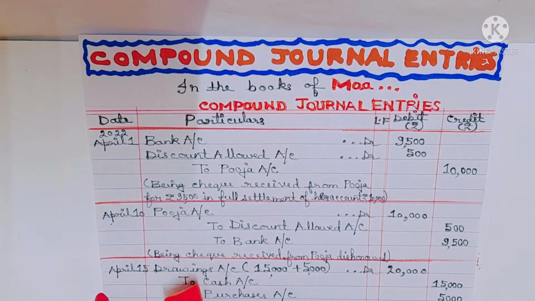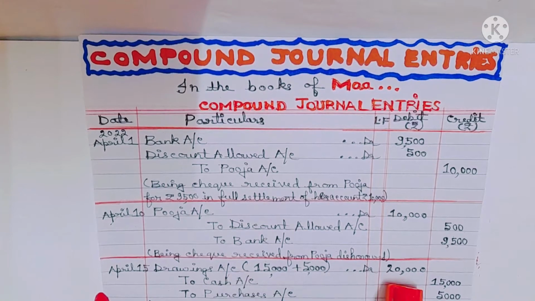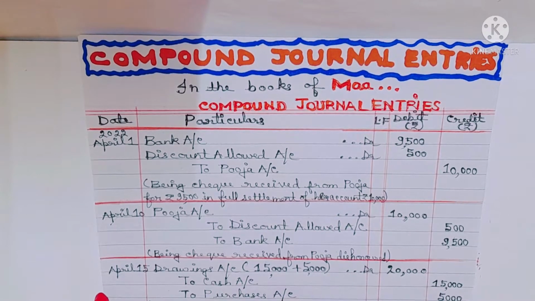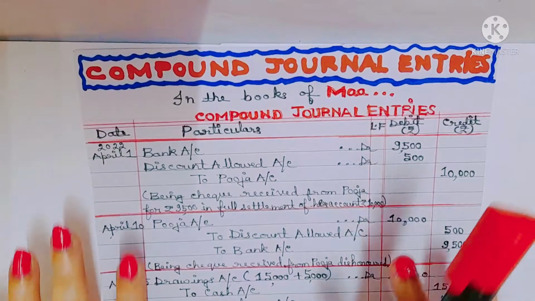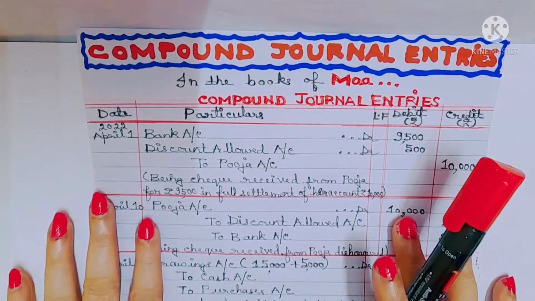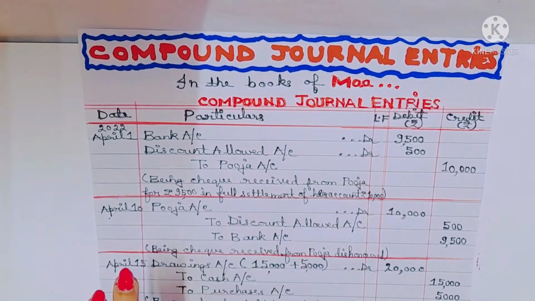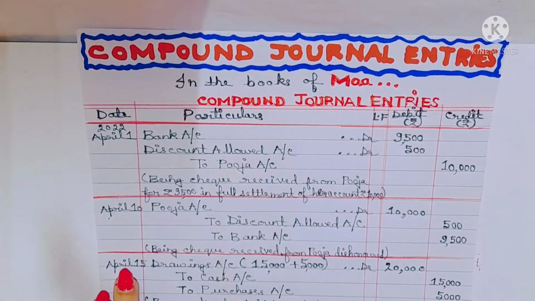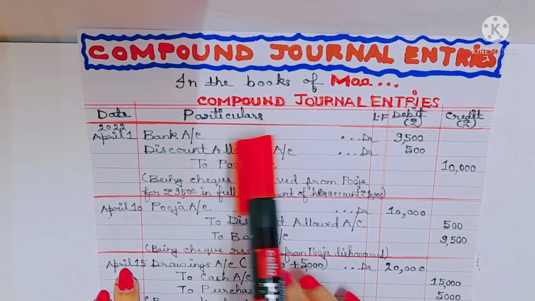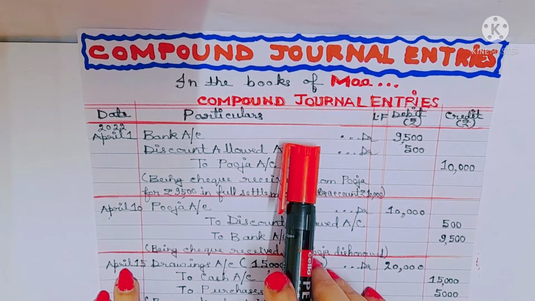The last journal entry on 15th April, drawings account 20,000 debit to cash account 15,000 to purchases account 5,000. Being goods and cash withdrawn by Ma for her personal use. Total 40,000 on the debit side, 40,000 on the credit side. Understood? Clear? Now let's see why bank account is debit. See, bank account falls under personal account. So according to personal account, the receiver of the benefit is debit.